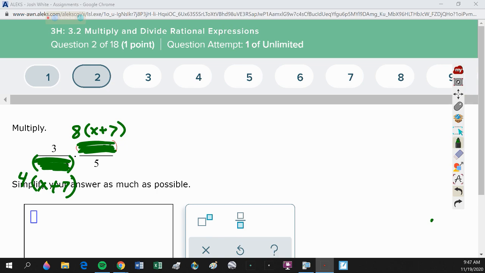Does anything on top cancel anything on bottom? The x plus 7s cancel. Does everybody understand that? You can't just cancel the x and you can't just cancel the 7. You have to get rid of them together as a whole. Anything else?